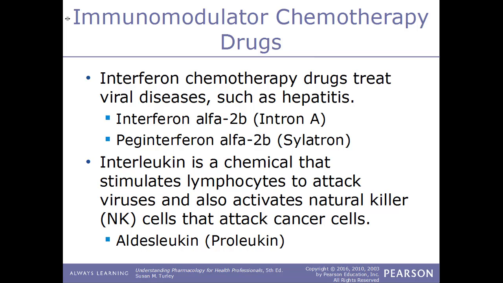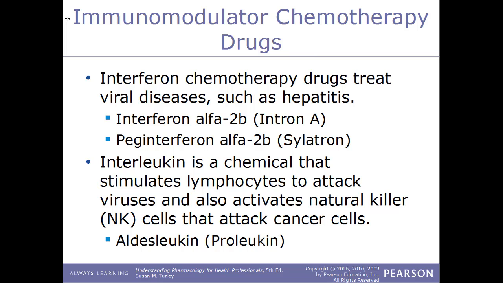Interferon chemo drugs will treat viral diseases such as hepatitis. Some examples of this type of drug would be interferon alfa-2b, known by the trade name Intron A, and also PEG-interferon alfa-2b, known by its trade name PegIntron.